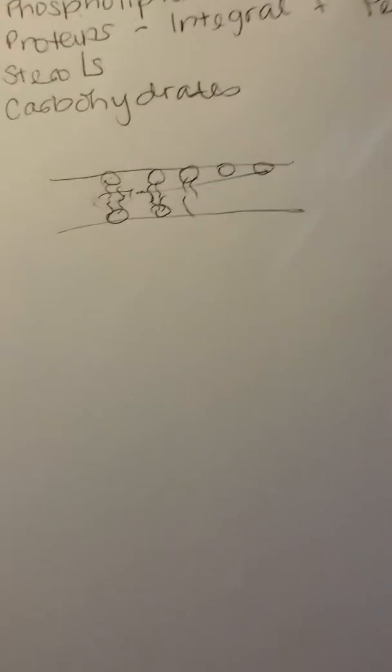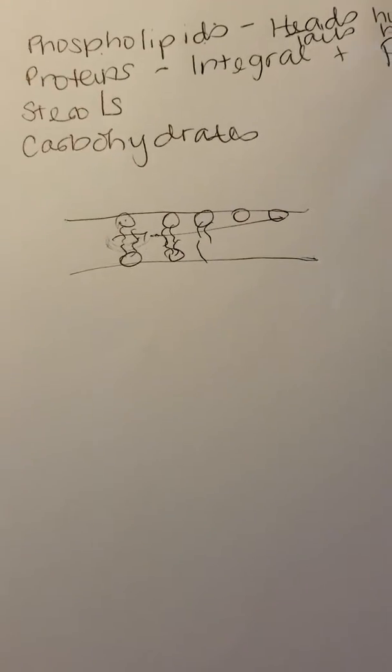So the integral proteins move laterally, but they don't flip across the membrane. That is because it's embedded within this part. And these are just other hydrophilic heads, and we have some tails here and so on. Now, peripheral proteins have hydrophilic R groups.